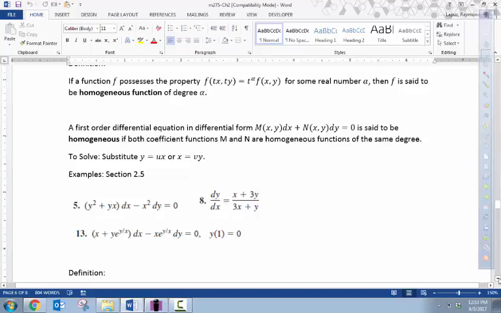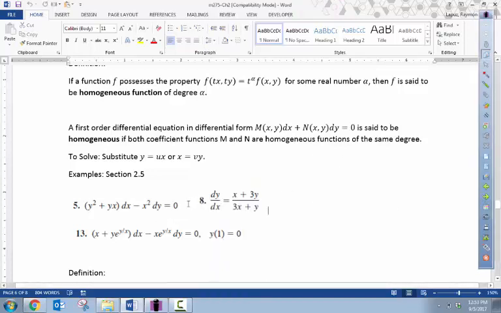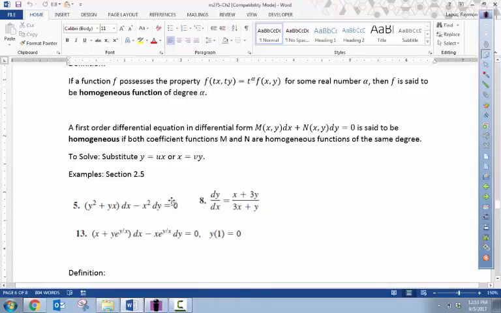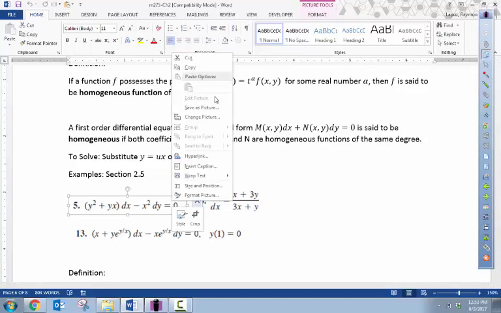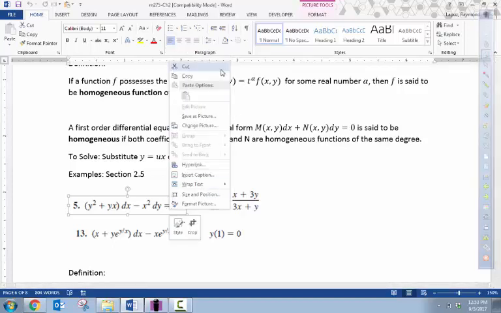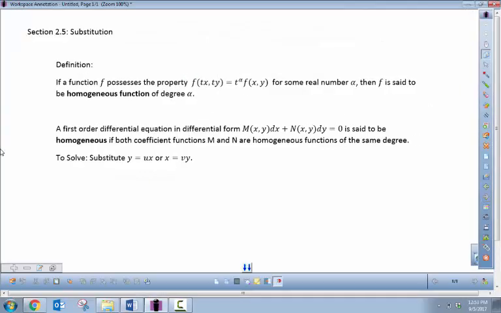Let's do 5. Looks harmless. Will the problem always tell us if it's homogeneous, or will we be expected to identify? I think you have to be able to identify it. Should we do it here? Maybe we'll do it on a new page.